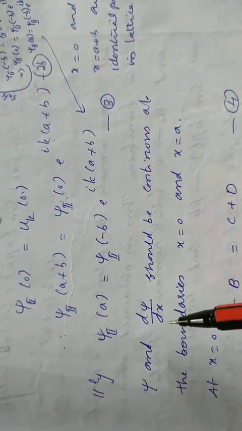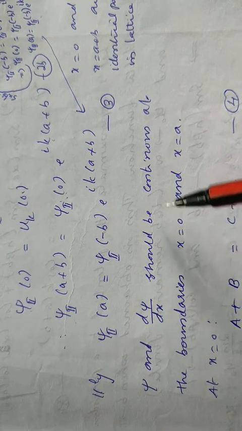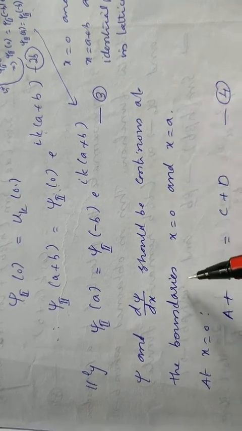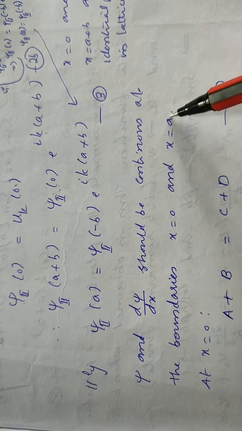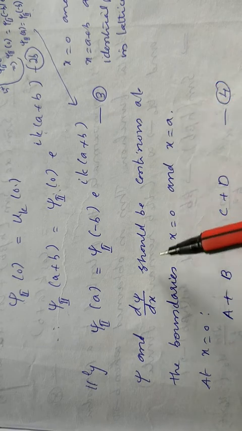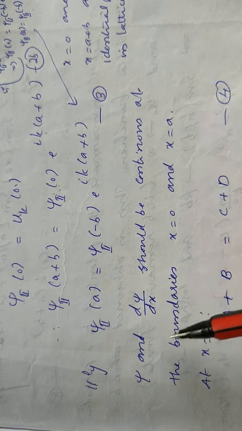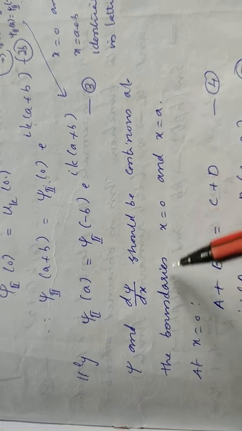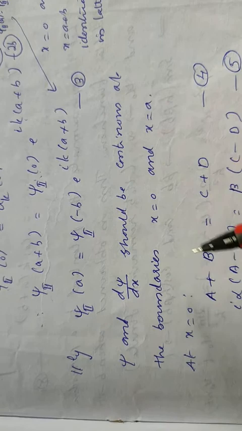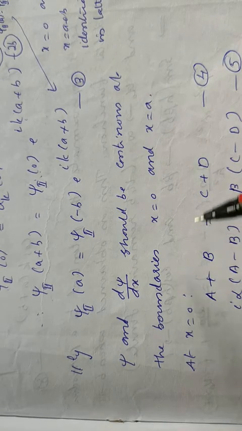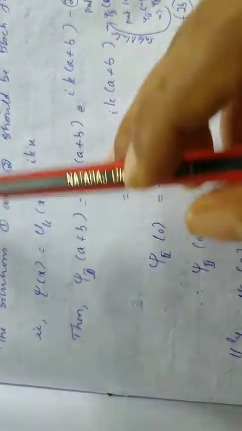Now psi and d psi by dx should be continuous at the boundaries, at x is equal to 0 and x is equal to a. So the wave function should be continuous at the boundaries. At x is equal to 0, a plus b is equal to c plus d. These are the two wave functions; equations 1 and 2 are the wave functions in the two regions.